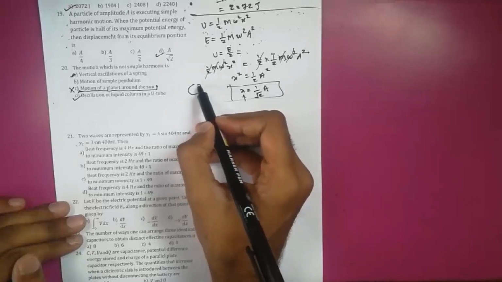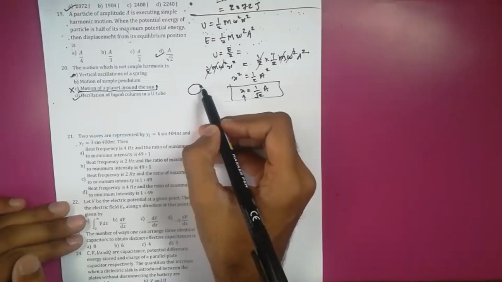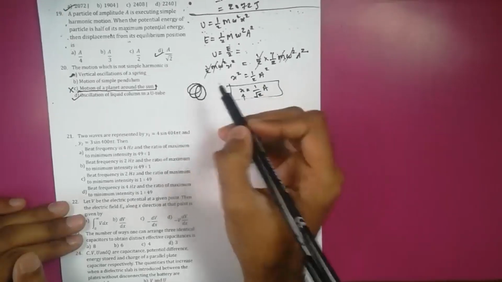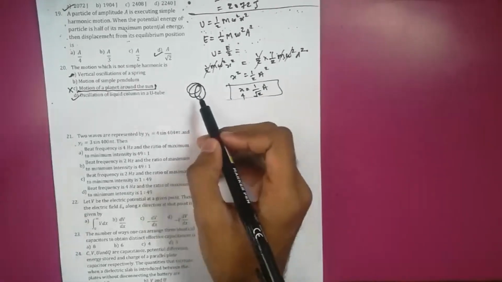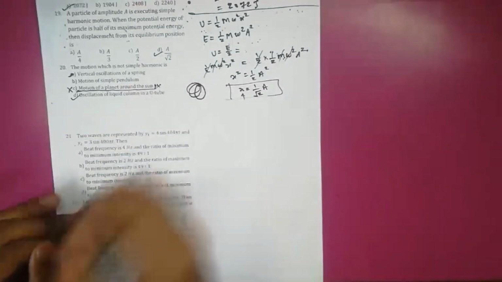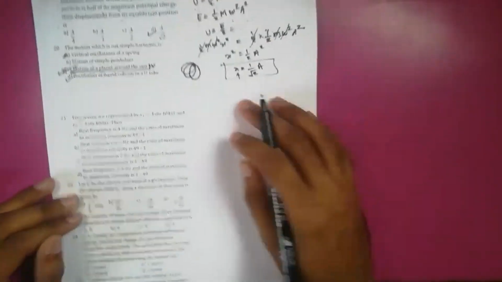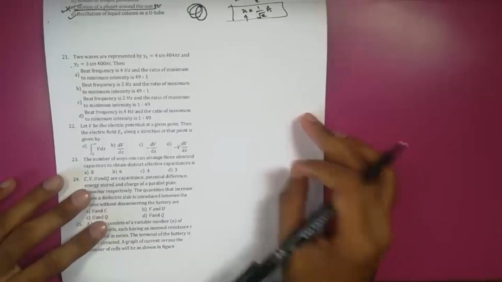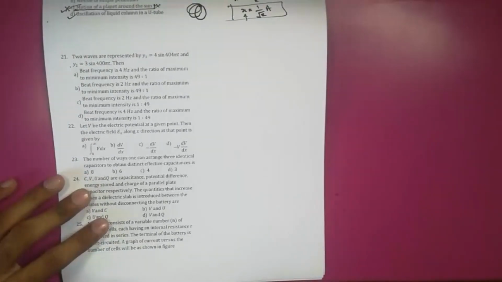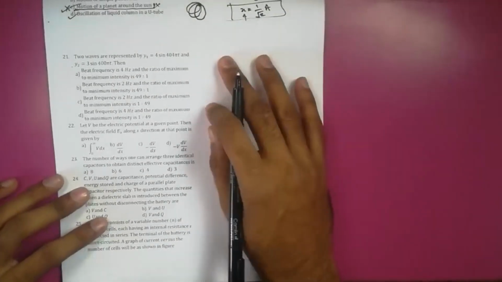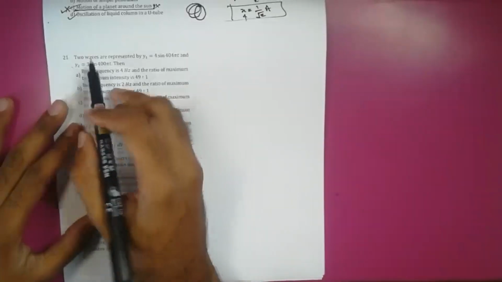Next is, okay. In this case, we need to find out the number of beats. Two waves are represented by these two different equations. We need to find out the beat frequency and the ratio of maximum to minimum intensity. Now we know that the beat frequency can be found when we know the two frequencies. That means in this case we need to find the frequency of this equation and frequency of this equation.